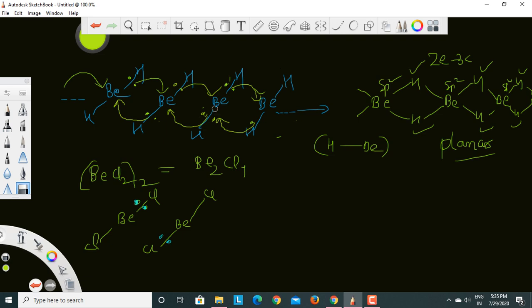If it is a polymer, then what will happen? All hydrogen will be bridge bonding. These hydrogens will be involved in bridge bonding. Only the last and first hydrogen, the terminal hydrogen, will not be involved in bonding. The terminal hydrogen will be like this. Otherwise, all hydrogen will be involved in bonding. This will come here and this will go there, this will come here, this will go there. And all will make a two-electron three-center system.